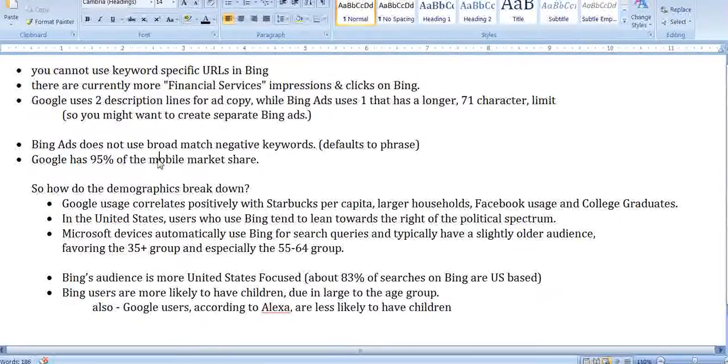And now, what are some other differences here? You can't use keyword-specific URLs in Bing, which means you're going to have to break that out at the ad group level. In Google AdWords, you can set the keyword level to go to specific landing pages. Now, there's currently more financial services impressions and clicks in Bing, so that's definitely one thing to think about. Google uses two description lines for ad copy, while Bing uses one that has a longer 71 character limit, so you might want to create separate Bing ads.